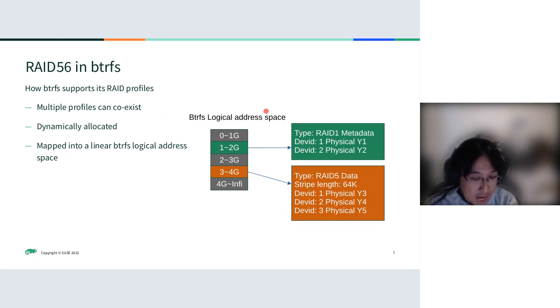And the other thing is that these profiles and the chunks are dynamically allocated. This is pretty straightforward, especially if you try to make Btrfs on a super large device. If you try things like XFS or ext4, it will take some time to allocate their block groups, but Btrfs only writes the minimum and later allocates new block groups on demand.